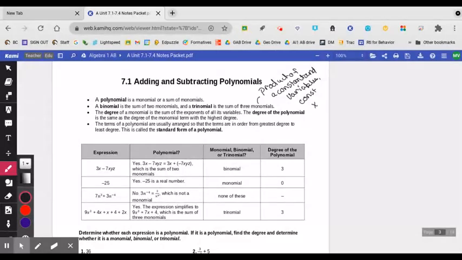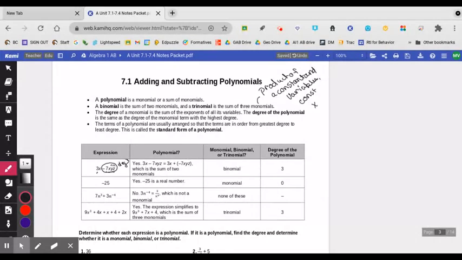So some examples. So 3x minus 7xyz. So 3x is a monomial, 7xyz is a monomial. This is a polynomial because it's the sum of two monomials. It's a binomial because it has two terms, and the degree is 3 because 7xyz, when we're multiplying variables, we add all their exponents together to get the degree of 3.